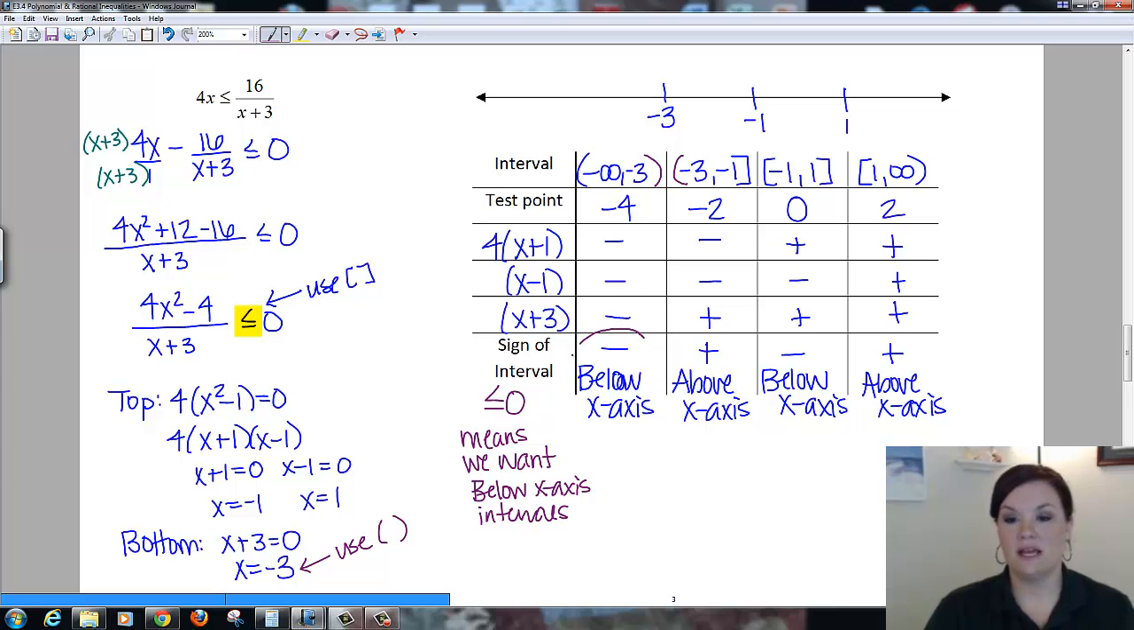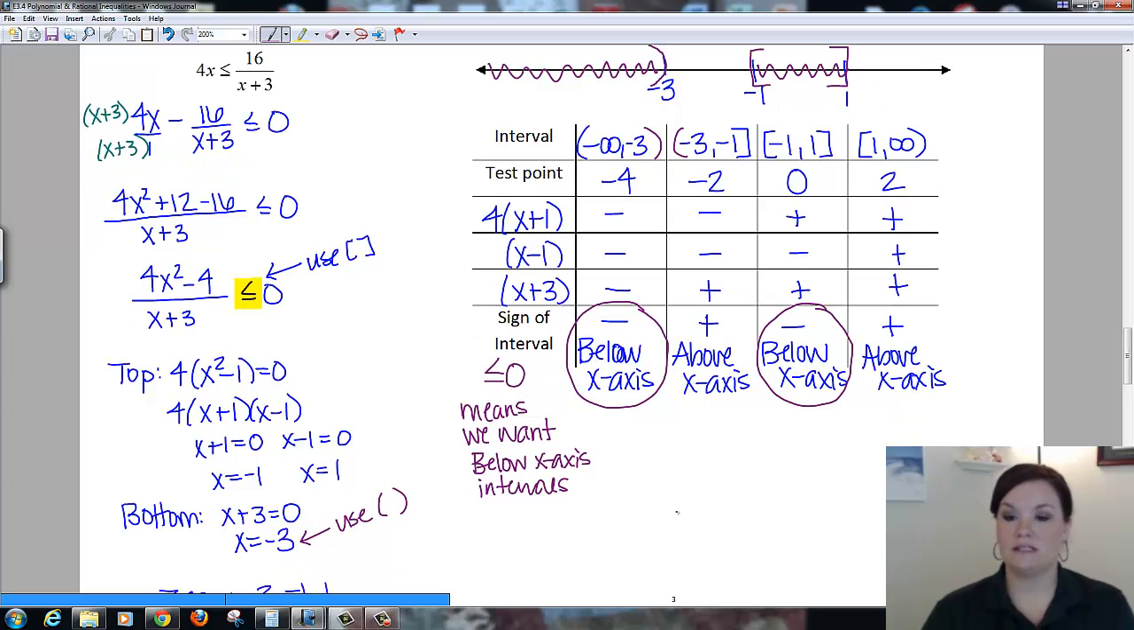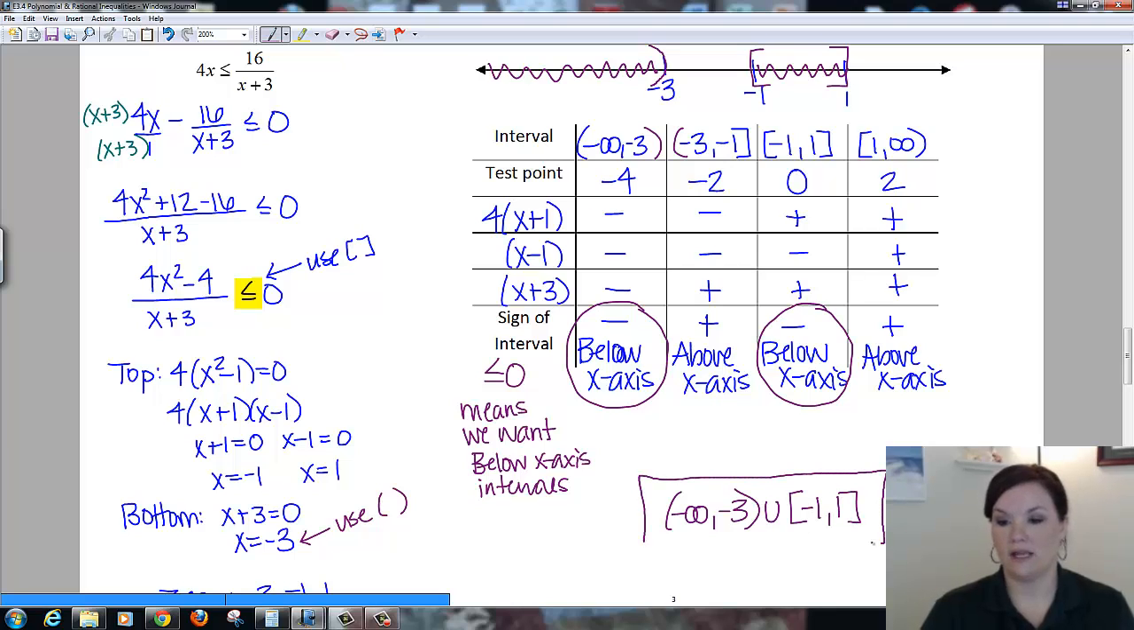So below the x-axis would be this interval and this interval. If I shade that on my graph, that would be from negative infinity up to negative 3, and then from negative 1 to positive 1. Make sure you use the correct symbols. Negative 3 came from the denominator, so it has to have a parenthesis. Negative 1 and 1 came from the numerator, so we can use brackets on those. So my solution for this rational inequality would be from negative infinity to negative 3 with a parenthesis, and then from negative 1 to 1 with a bracket.